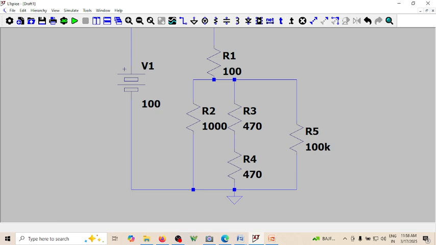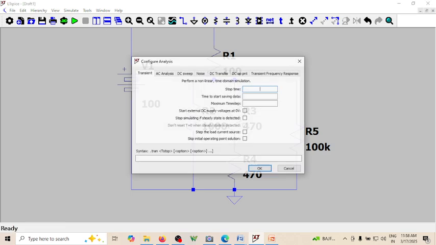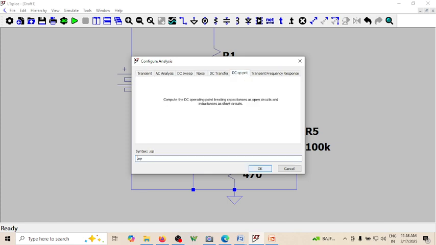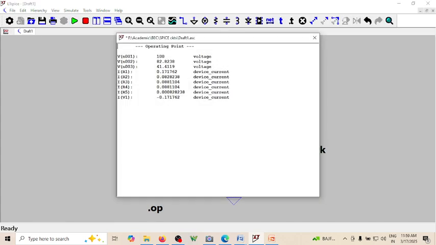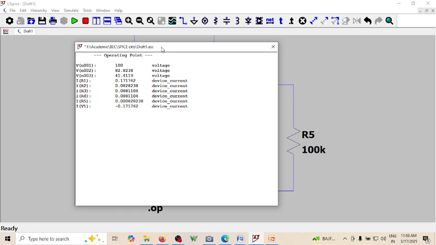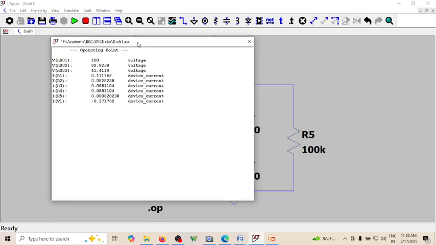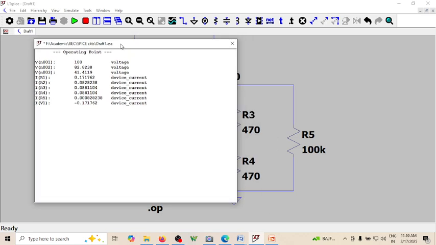Suppose I do .op, this is DC operating conditions. I place it here and run it. The moment I run, I get all the nodal voltages and currents. This is what you have. See, now this is 171. So let me note those values.